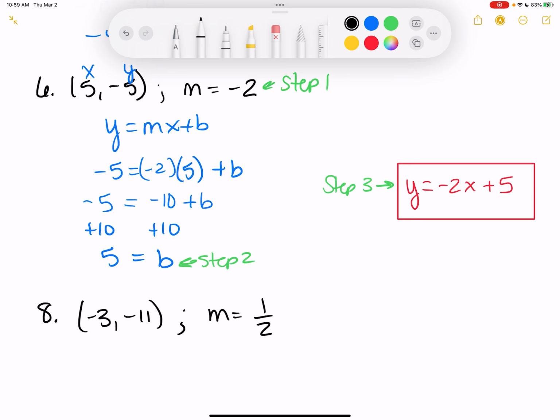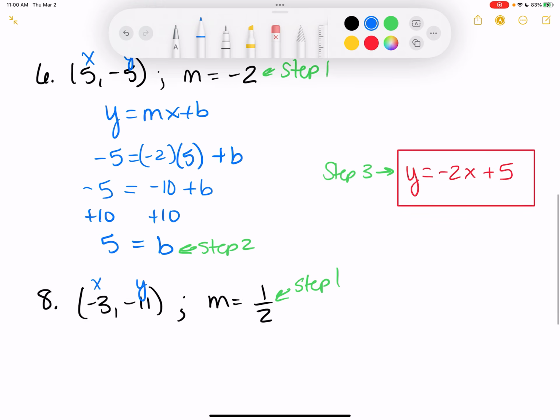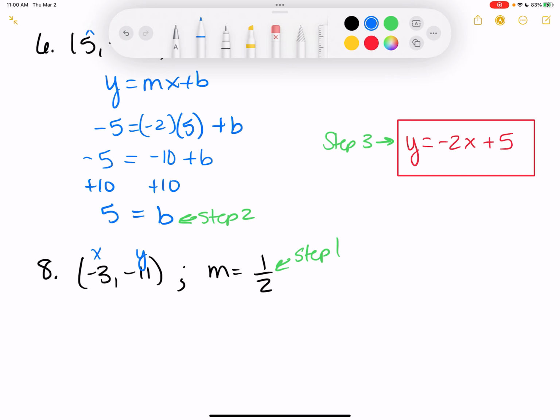So, I've identified my slope, step 1. I'm going to label x and y. And then I need to find my y-intercept. So y equals mx plus b. I'm going to plug in x and y and my slope. So negative 11 is equal to 1/2 times negative 3 plus b.